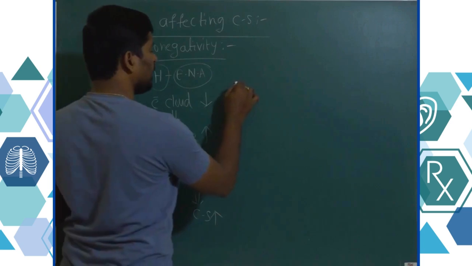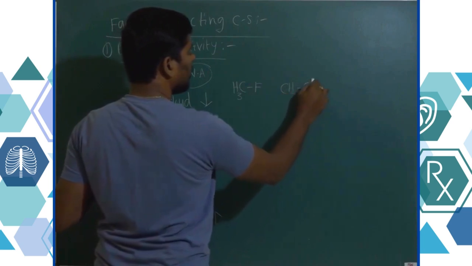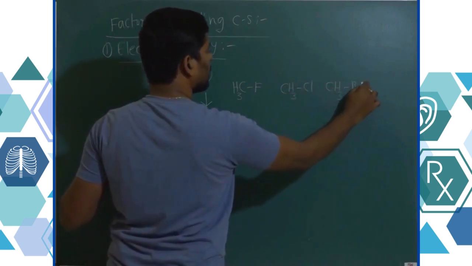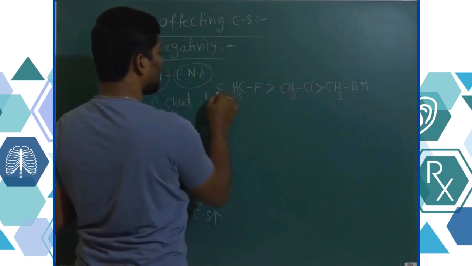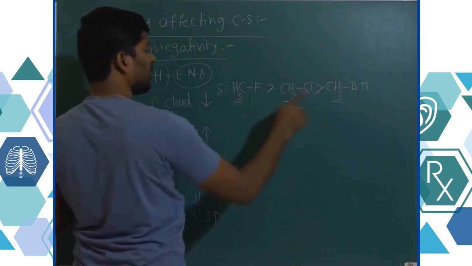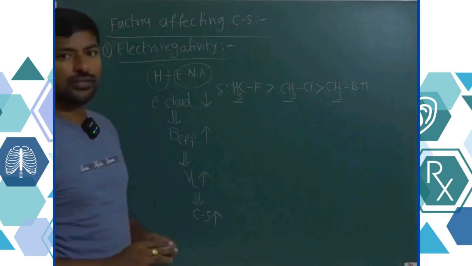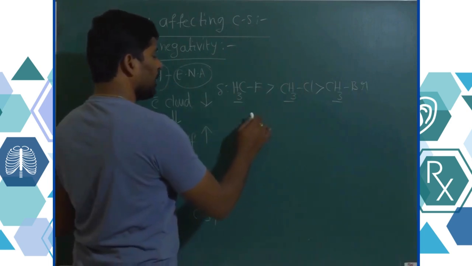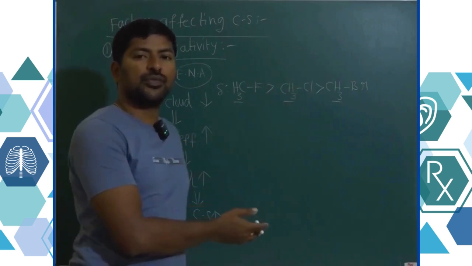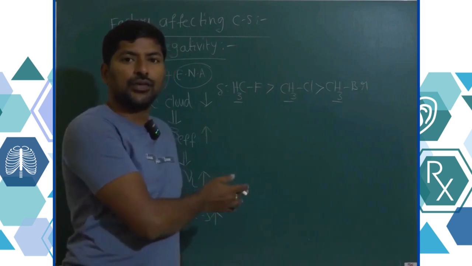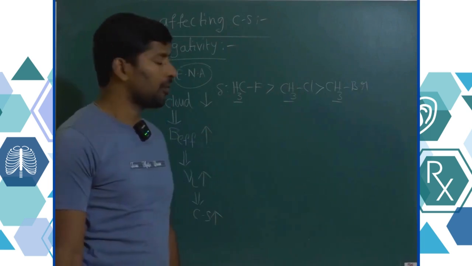So whenever a proton is attached to an electronegative atom, what happens to the chemical shift value? It increases. For example, we have CH3F, CH3Cl, CH3Br. The electronegativity of fluorine is more than chlorine, which is more than bromine, so the chemical shift values for these protons follow this order. As the electronegativity of the atom increases, the chemical shift value also increases. For example, if a proton is attached to oxygen or nitrogen, oxygen is more electronegative than nitrogen, so the chemical shift value is higher for the proton attached to oxygen.